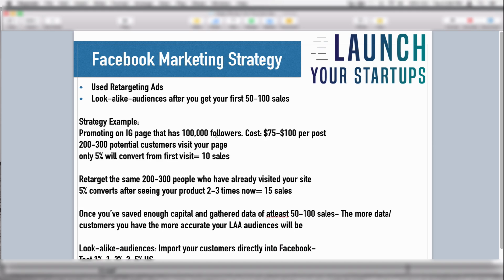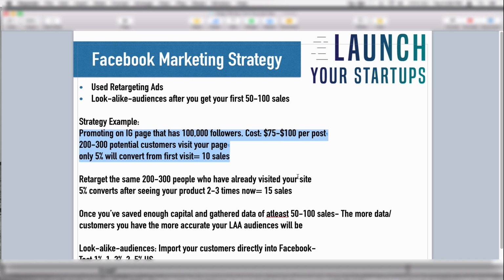So say you got 100,000 followers, you post a $75 post, and then 200 to 300 of those 100,000 followers actually visit your page, and then only 5% convert. You'll get 10 sales just from that. This is again an example. You get 10 sales just from that one post. So you're saying, okay, I'm just going to keep doing this over and over again until you gain enough profit to go into Facebook ads.